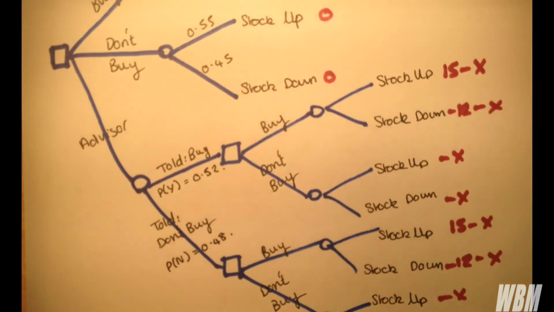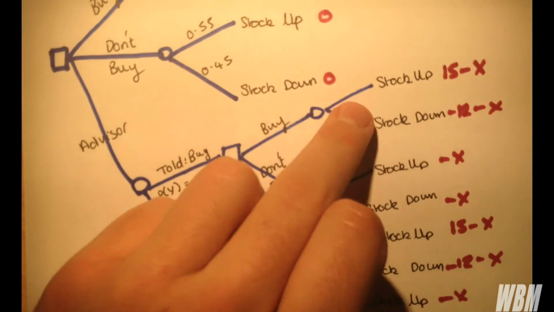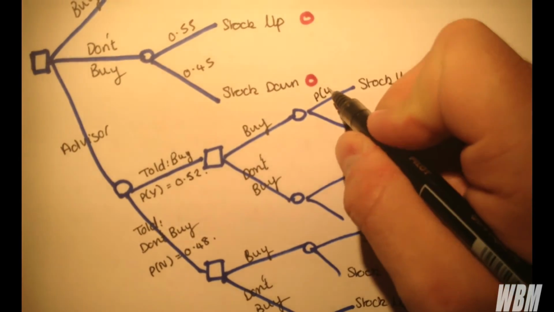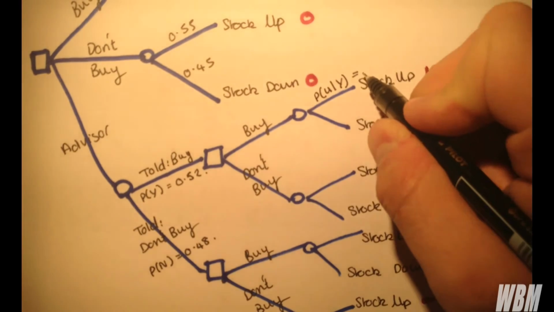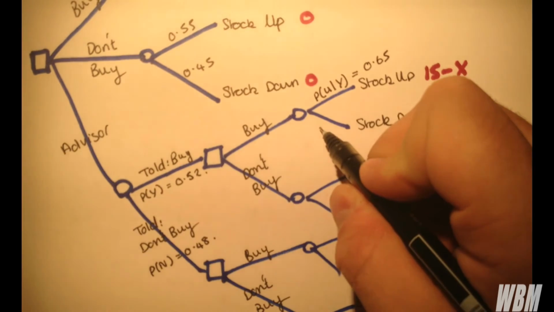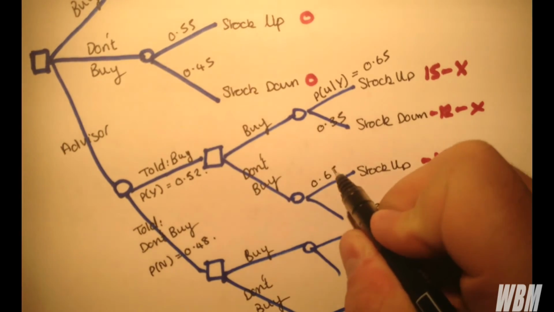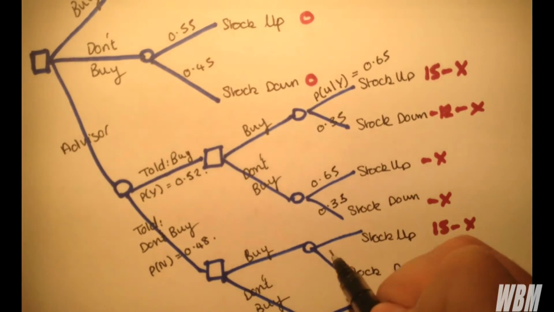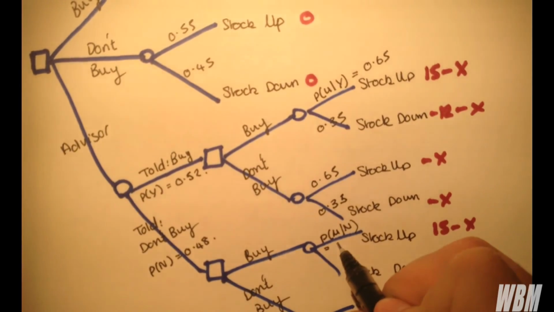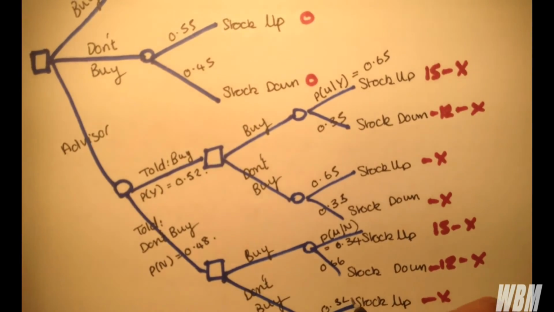So the reason that we calculated all of these is so that we can use them on this part of the table mainly. So the probability that it will go up, given that he said yes, we've calculated, and we know that's 0.65. And the probability that it will go down, given that he said yes, is 0.35. And the same goes here, and here. Okay, so how about the probability that it will go up, given that he said no? Well, that's equal to 0.34, and hence we have 0.66 here.